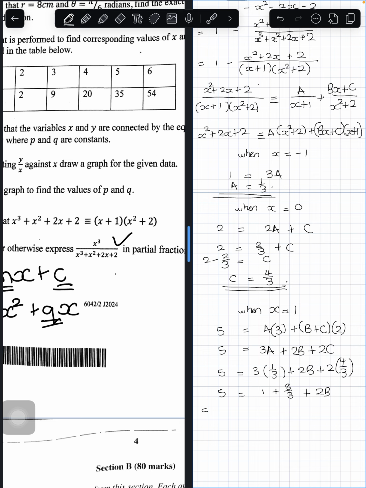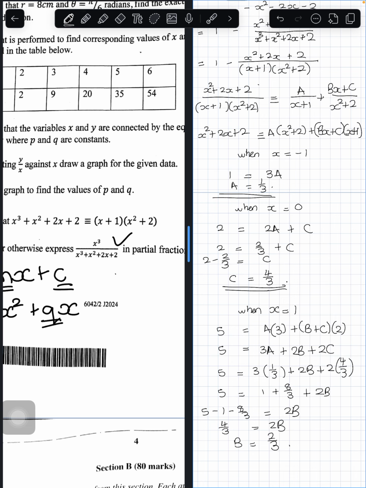So let's just bring everything to the other side. 5 minus 1 minus 8/3 equal to 2b. So 5 minus 1 minus 8/3, what are we getting? We're getting 4/3. 4/3 equal to 2b. Then we divide by 2. So b is equal to 2/3.